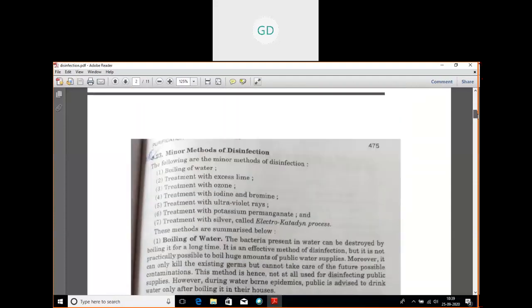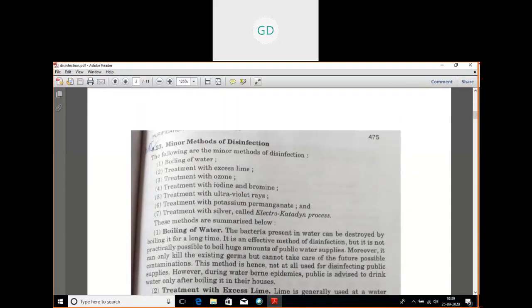You see, treatment with ozone, then treatment with iodine and bromine, treatment with UV rays, treatment with potassium permanganate, and treatment with silver, called the electrocatadyn process. So these are 7 processes. Just remember the names. If you can remember 3 of them, then it's fine. Boiling of water, treatment with excess lime, and treatment with ozone you can remember, or any three you try to remember.